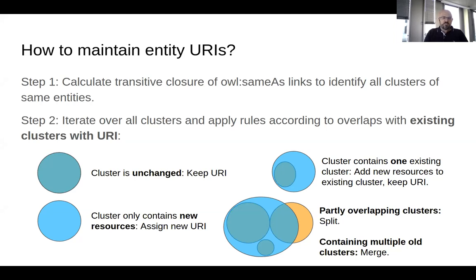Otherwise, if we actually contain multiple old clusters, we can just merge them. This happens quite often if we have two distinct clusters, and via our automatic linking or other means, we just get one additional link that basically links these two clusters together, and then we can just merge them and keep the URI.